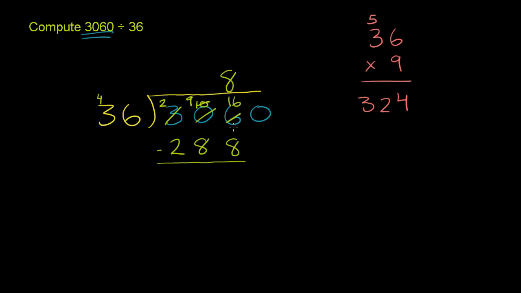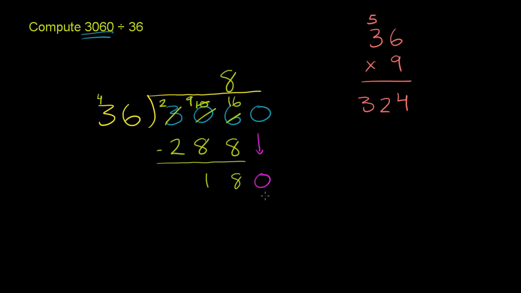But now we're ready to subtract. So we have 16 minus 8 is 8. 9 minus 8 is 1. And 2 minus 2 is 0. So we have 18 left over. And now we can bring down this 0 right here. So how many times does 36 go into 180?